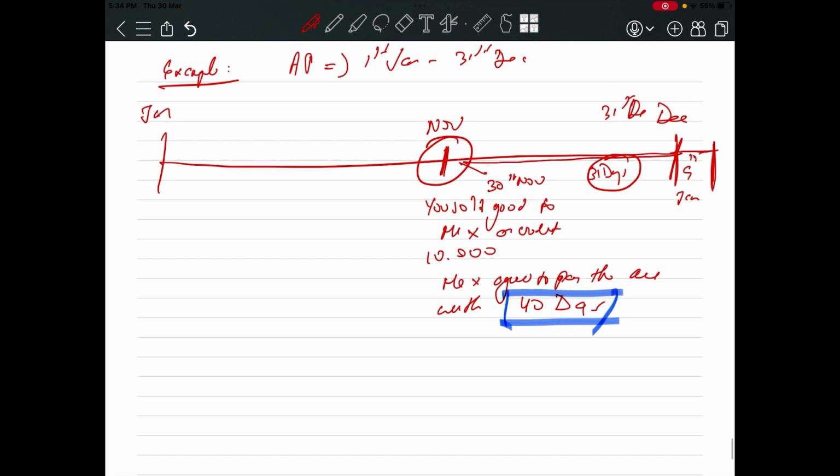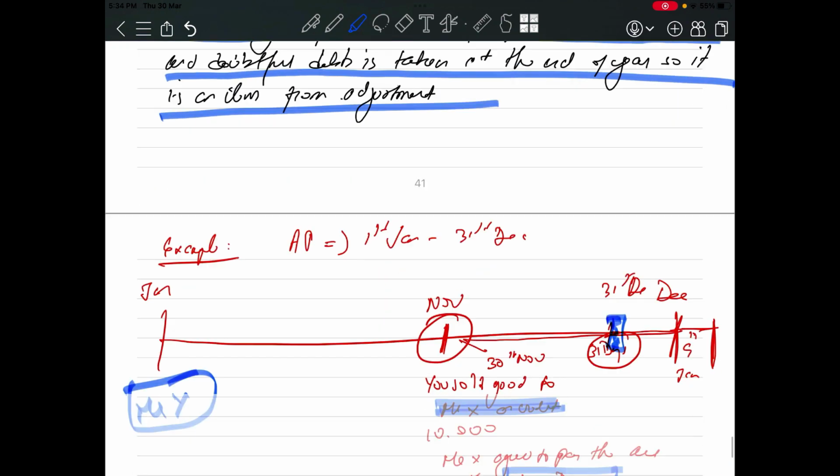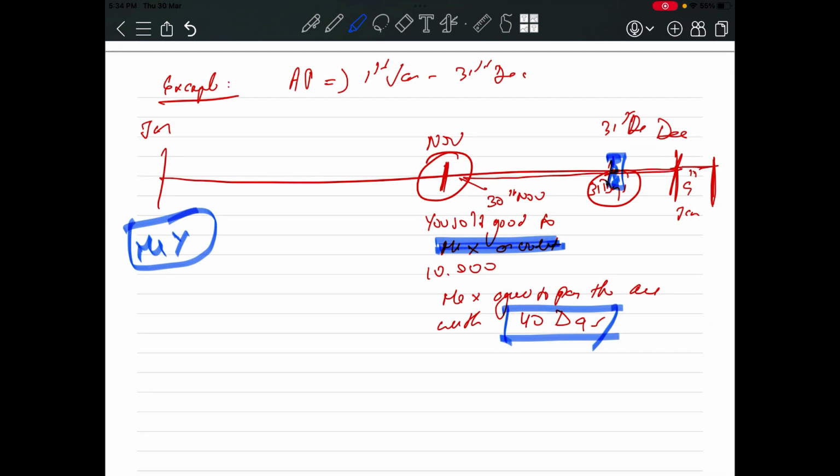Right, now at this point, say for example, your name is Mr. Y, who is the seller, and Mr. X is the buyer. Now Mr. Y has a doubt. See, doubtful debts, the name itself tells us, provision for bad and doubtful debts. Mr. Y has a doubt that Mr. X will not be able to pay the full amount of 10,000 rupees.